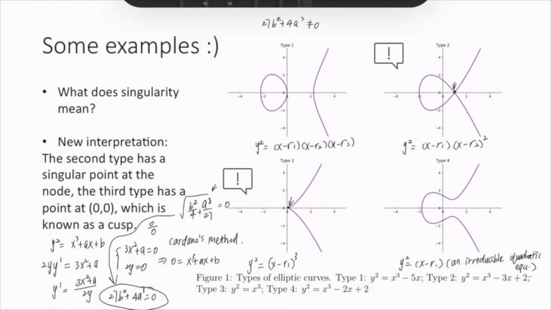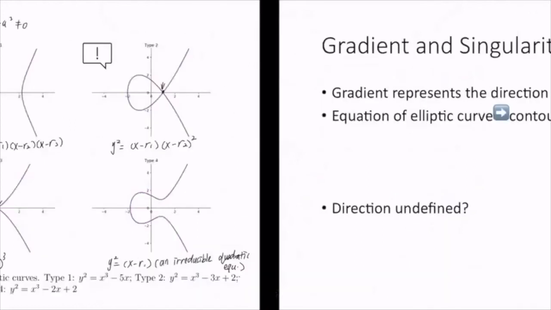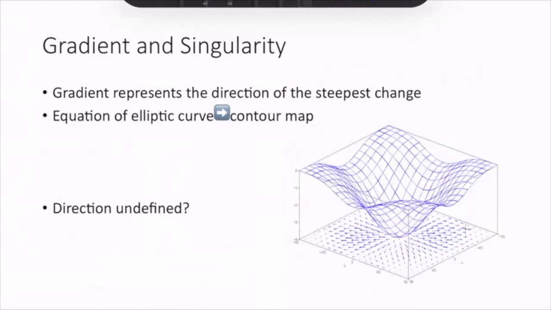Here, I want to offer the singularity from another perspective, which is by using the gradient. The gradient represents the direction of the steepest change. For example, on this 3D diagram here, of course, this is not an elliptic curve, but we're just going to take a look at this diagram to get some sort of idea of what the gradient is, as many of us might not be familiar with the concept.